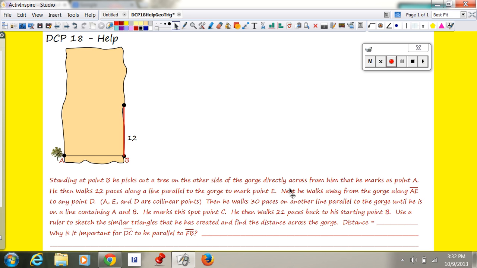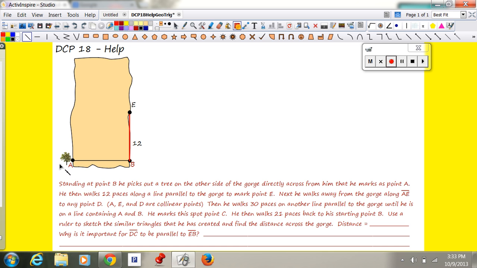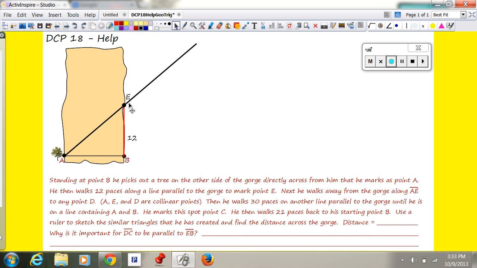Then it says he walks away from the gorge along AE. So we gotta label this as point E. He walks on a line, so he basically looks back at point A and through E and continues on that line. Okay, so he walks along AE to any point D, where A, E, and D are collinear points. So we could put another point over here.